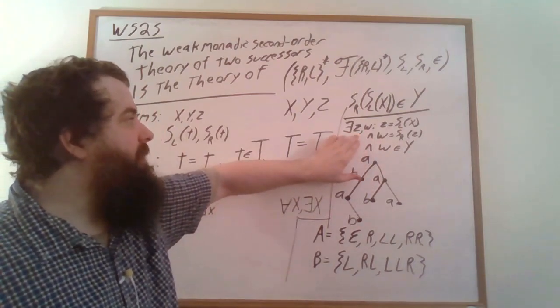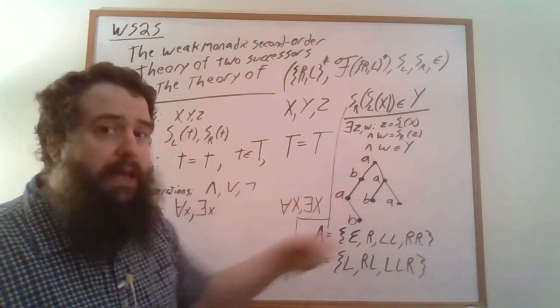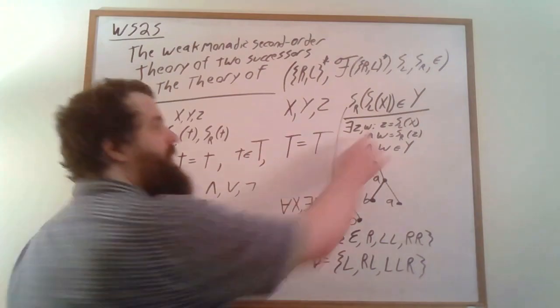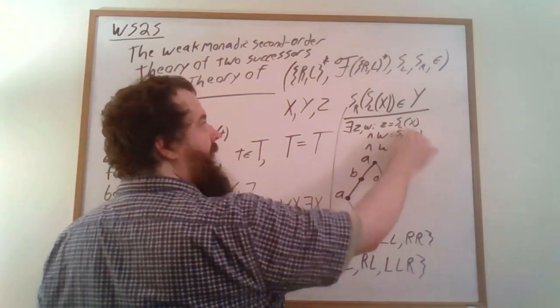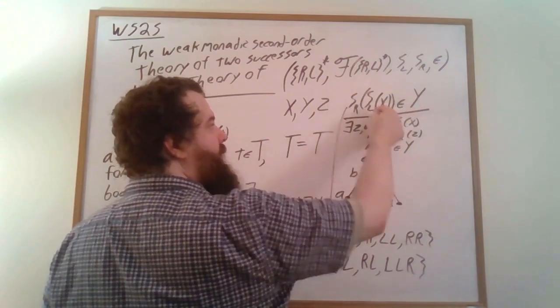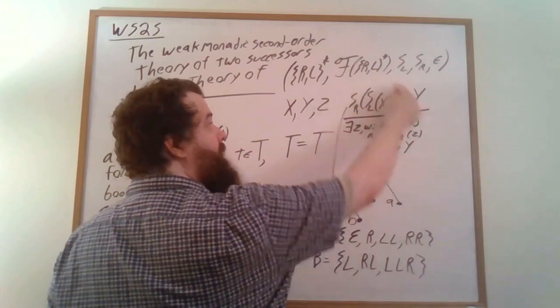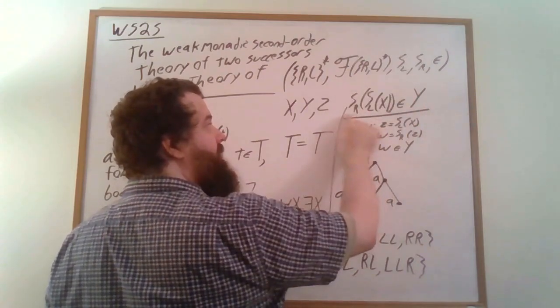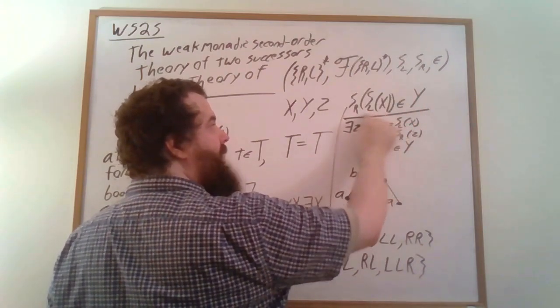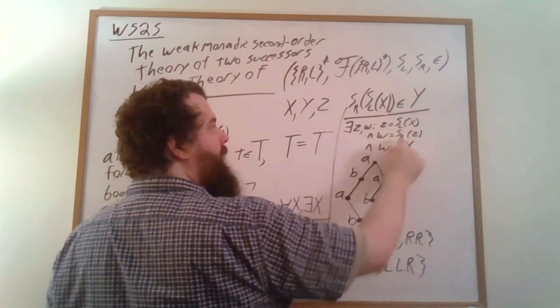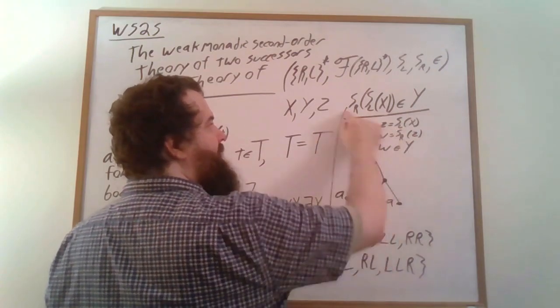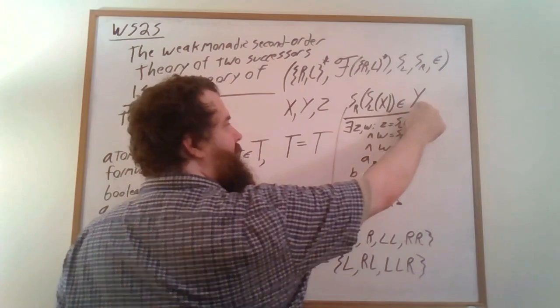There exists a z and a w, intermediate values, where z is the successor left of x. It's going to represent this term here. w is the successor right of z, so it's going to represent this term here, right? The successor right of the thing that we said z was. And then finally, we're going to want to say that w is in Y.